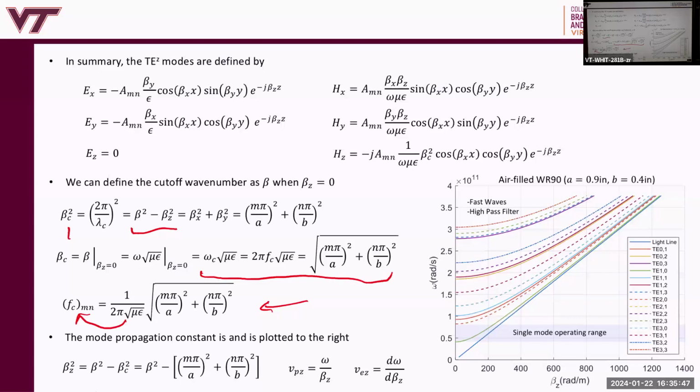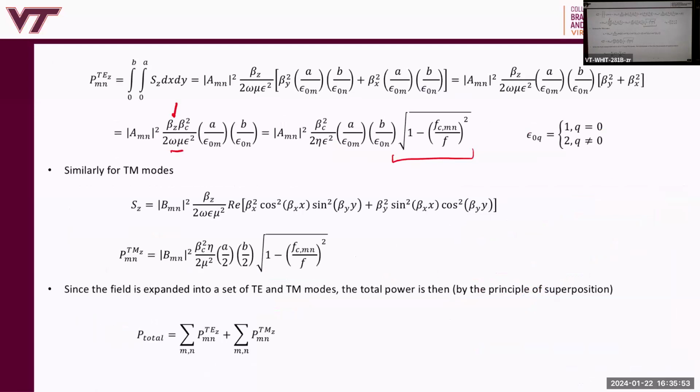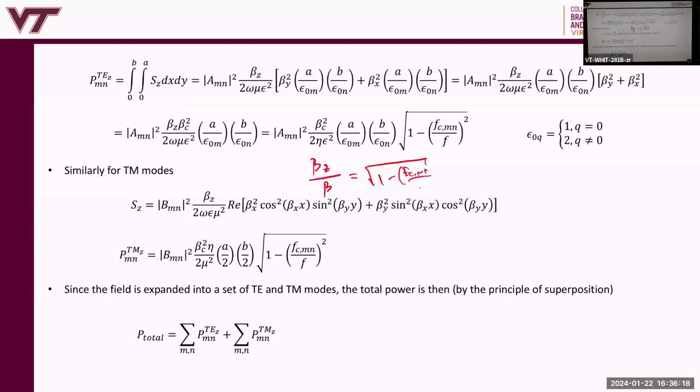Let's go here. And this is the slide we were on, right? Yeah. So beta z divided by beta. So if we had beta z here, and that became beta z divided by beta. Sorry, let me clear this. Beta z divided by omega mu is eta times beta. So that's equal to the square root of 1 minus, yeah, this is correct, squared, right? Because beta z is beta times the square root of 1 minus fc over f, squared. All right?